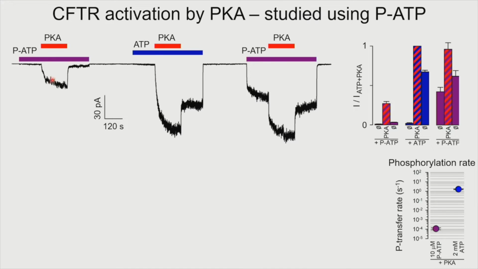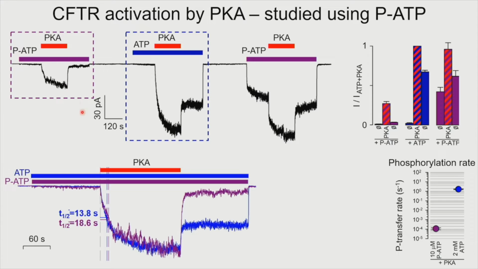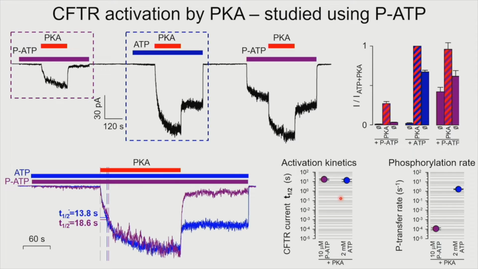In contrast, if we compare the activation rates by PKA in the presence of PATP and ATP, quantified through activation half-times, those are virtually identical, and that precludes the possibility that this activation in PATP could be due to phosphorylation. So in summary, in addition to phosphorylation, mere binding of PKA causes reversible stimulation, and these two stimulations are additive.